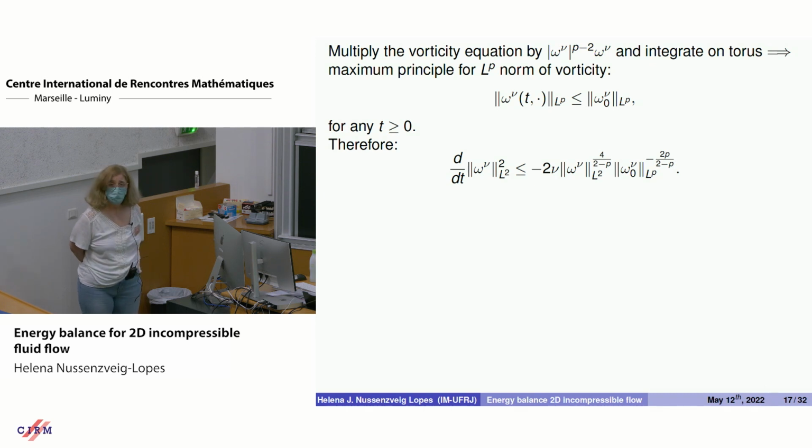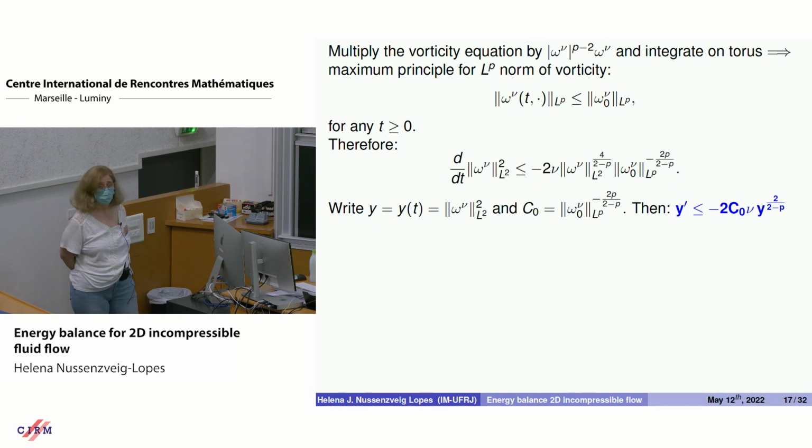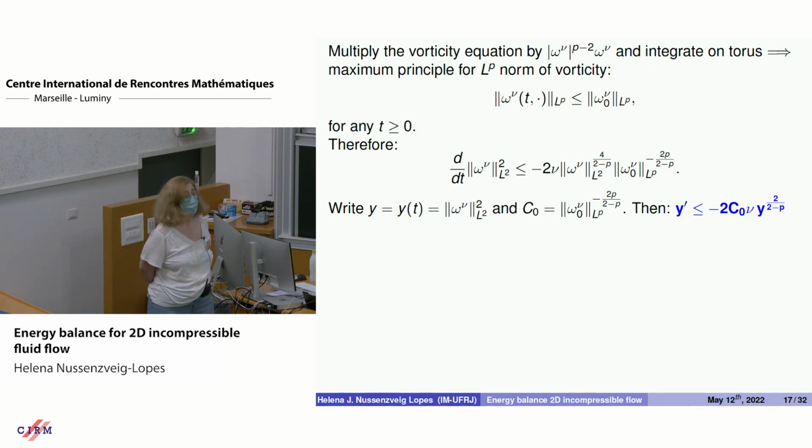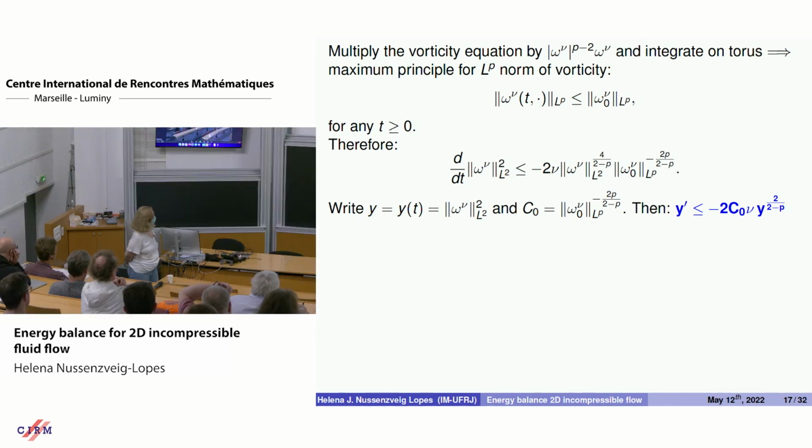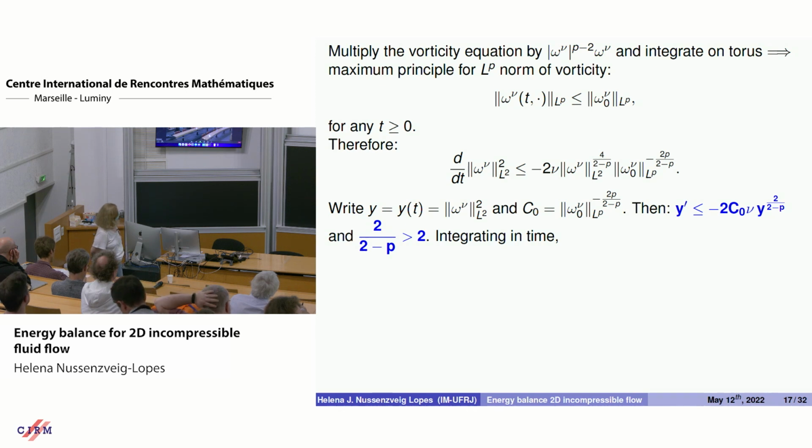So you input this back into your equation for the time derivative of the L2 norm of omega^nu squared, and you get this estimate here, which you can rewrite as this differential inequality: y prime is minus twice some constant times nu times y to the 2 over 2 minus p. The critical thing is that this exponent 2 over 2 minus p is greater than 2. Okay, and here's where p being greater than 1 comes in, by the way.